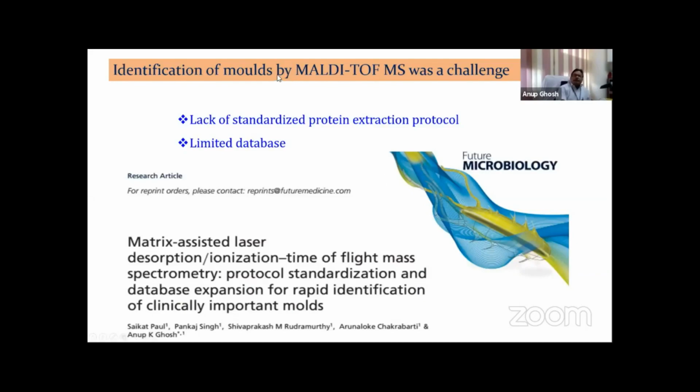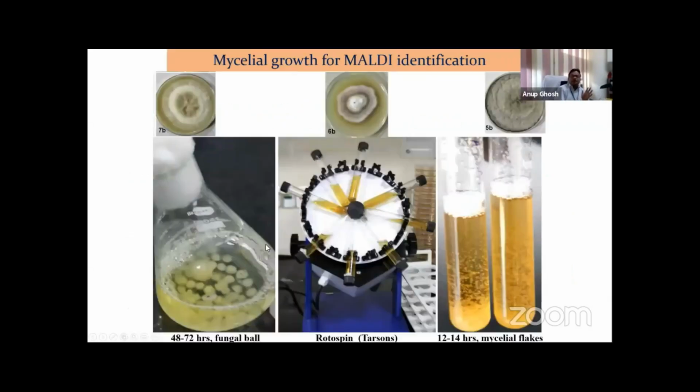When we started mold identification by MALDI, it was a big challenge. Why a challenge? Because there was a lack of standardization of the protein extraction protocol. Compared to yeast, which is really easier, when we tried with the molds it was not that easy. And also there was a lack of database. The Bluecard database, I'll show you, we have created a nice database. It is far better than Bluecard. There were not many molds in the database, so we published another paper and we standardized it.